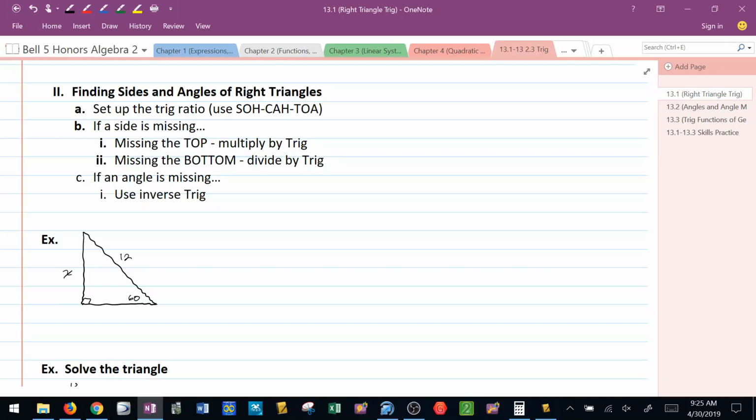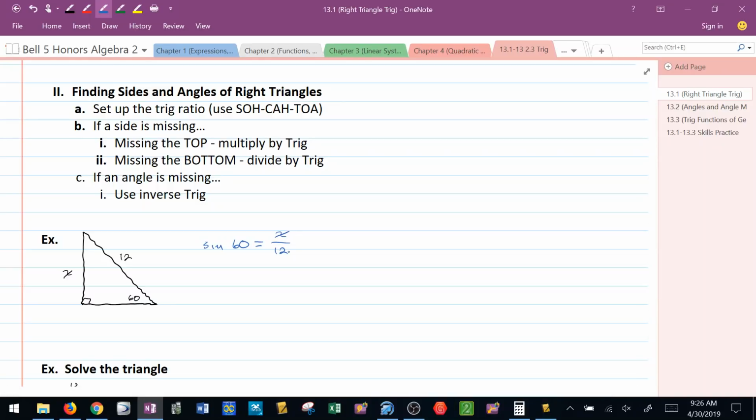In this first scenario right here, I have the 60-degree angle. I know that x is opposite, and I know that 12 is the hypotenuse. So I'm thinking SOHCAHTOA, and I have opposite and hypotenuse. That's telling me to use the sine function. So the sine of 60 is equal to opposite over hypotenuse. Notice all that I did there was write the trig ratio.